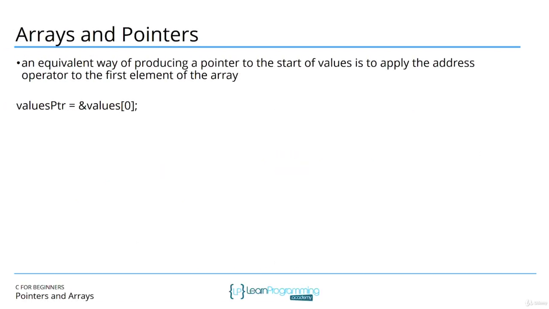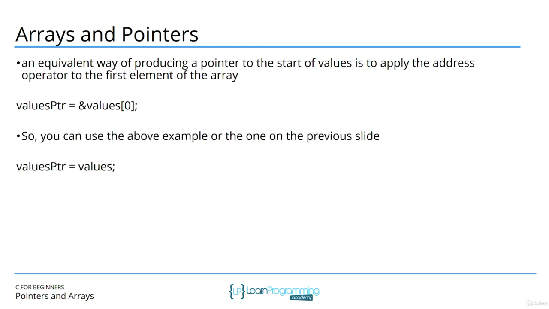So an equivalent way of producing a pointer to the start of values is to also apply the address of operator to the first element of the array. So you can do it two ways. Either way is fine, but you could also do this. You could say values pointer equals address of values sub 0. That will set the values pointer to the first element in the array. So you can use this one, or you can just say values pointer equals values.